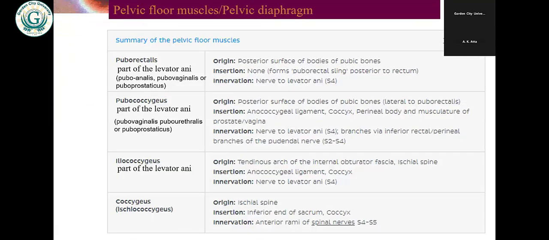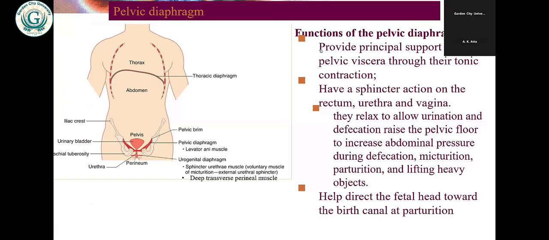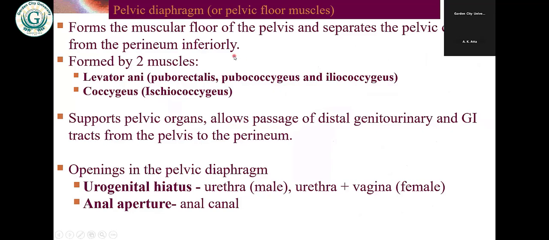Now, there's a part that I also want to talk about. If you look at the pelvic cavity, the muscle that forms the floor is what we call the pelvic diaphragm, or the pelvic floor muscle. The pelvic diaphragm is the muscle that forms the floor of the pelvic cavity. And there are two muscles: the levator ani muscle and the coccygeus muscle.